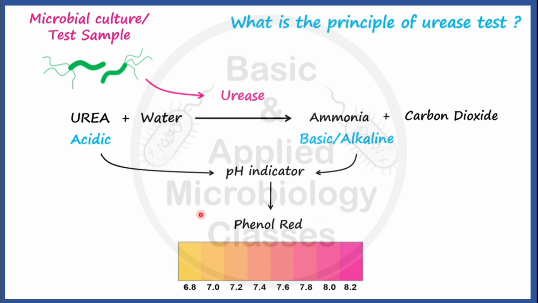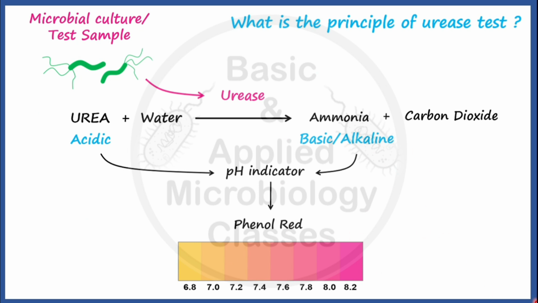So in this way, if yellow color is there, it means acidic conditions are there. The unknown culture we are examining does not have the urease enzyme. That's why urea has remained intact and the acidic conditions have made the pH indicator show yellow color. And if the urease enzyme is present, then of course the acidic conditions of urea have converted into alkaline conditions due to the production of ammonia from the urea breakdown. And this changes the color of the pH indicator from yellow to pinkish, right? So this is actually the principle of the urease test.